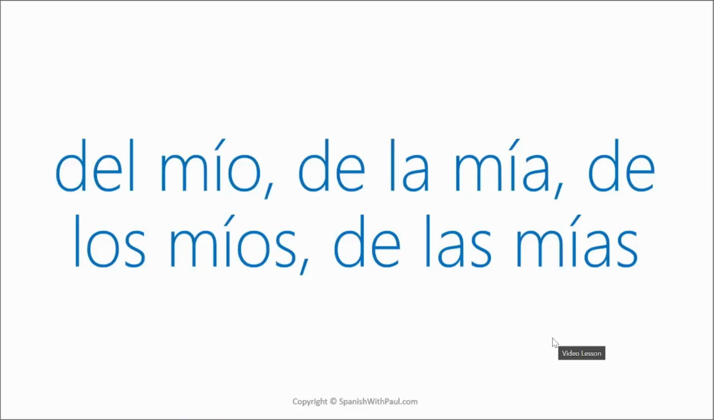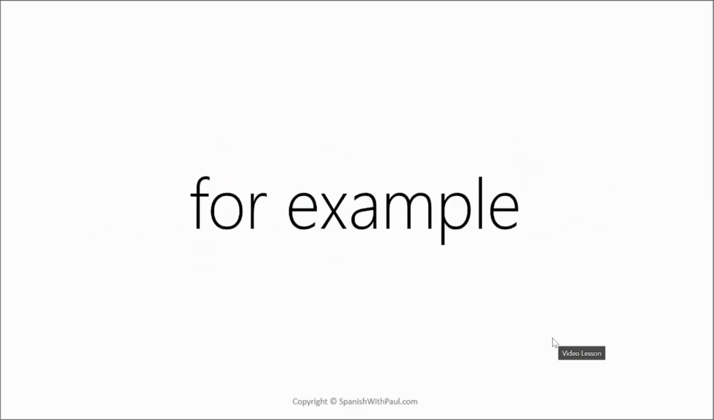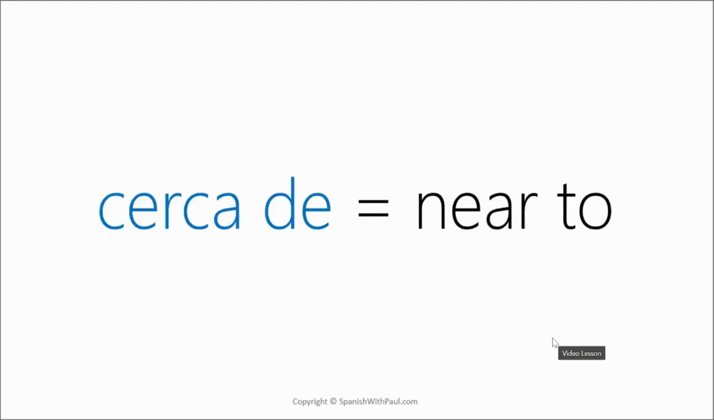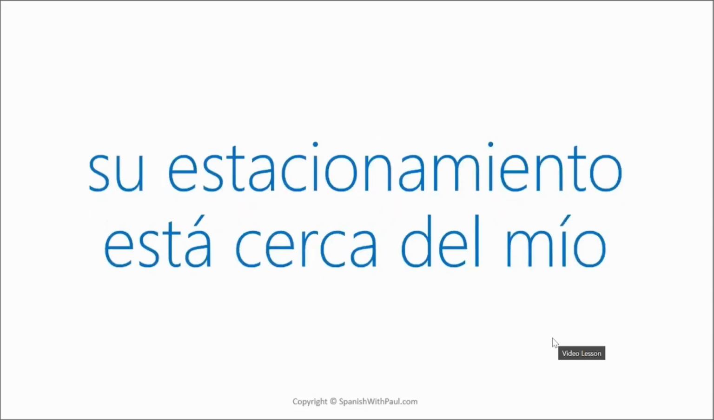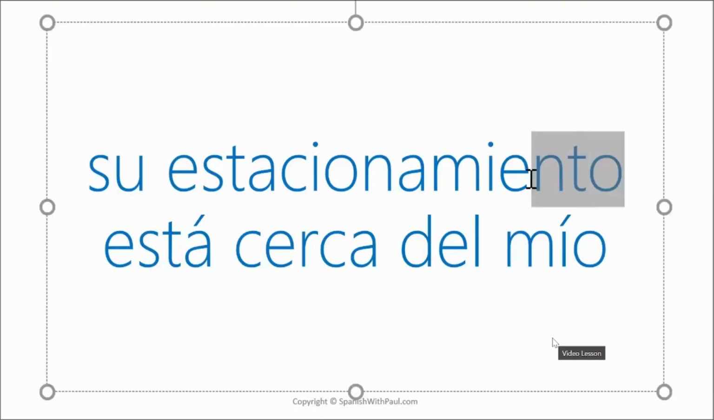Yours, his, hers, etc. For example, let's use cerca de, so near to. And we could have a phrase like, his parking space is near to mine. Now the word for parking space is estacionamiento. This is a masculine noun. So to express this, it would be su estacionamiento está cerca del mío. Because we have cerca de and el mío for mine, because we are referring to a masculine noun, this all contracts. So está cerca del mío is near to mine.